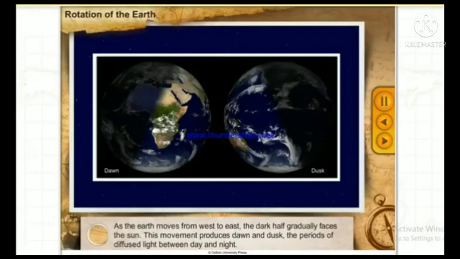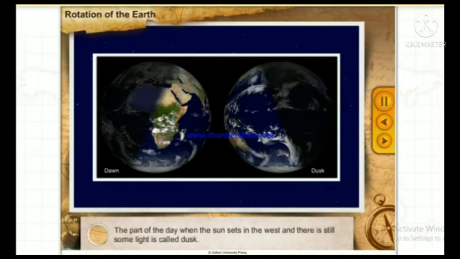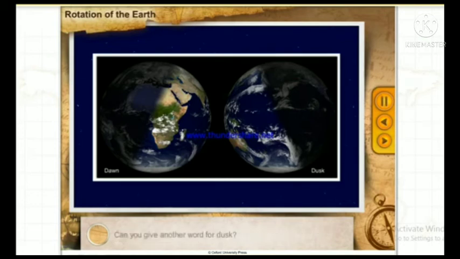As the Earth moves from west to east, the dark half gradually faces the sun. This movement produces dawn and dusk, the period of diffused light between day and night. The part of the day just before the sun rises in the east is called dawn. The part of the day when the sun sets in the west and there is still some light is called dusk. Can you give another word for dusk? Another word for dusk is twilight.